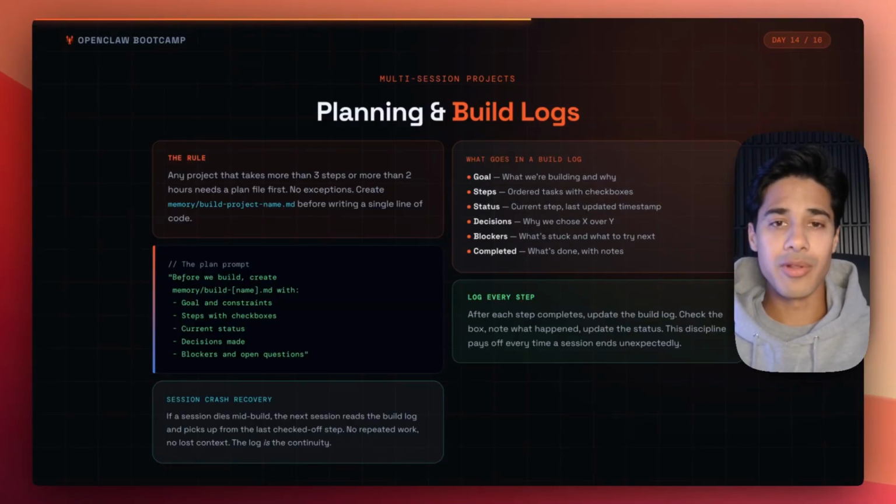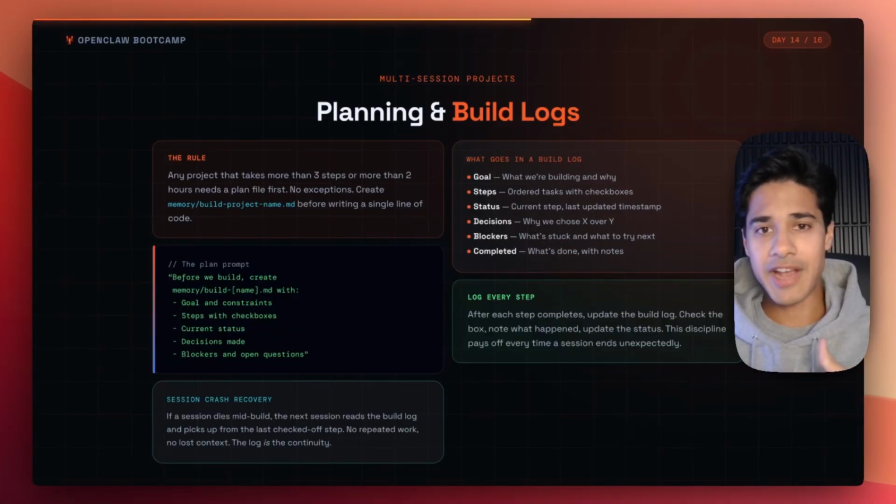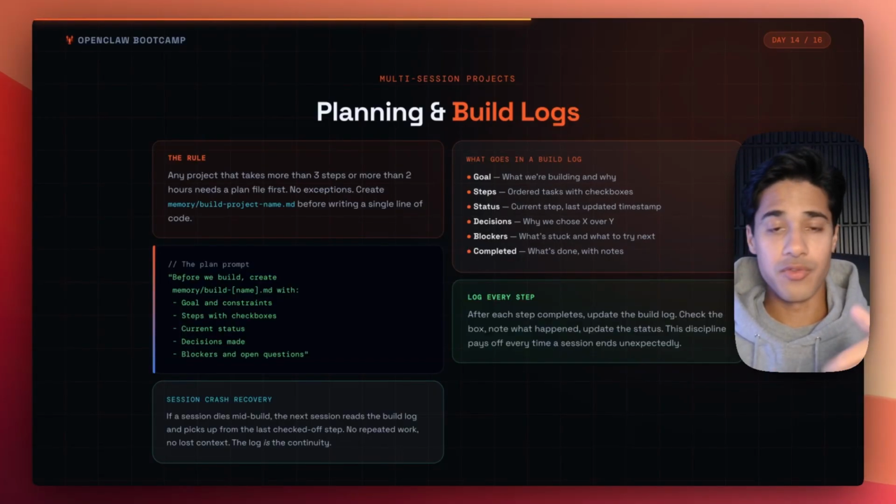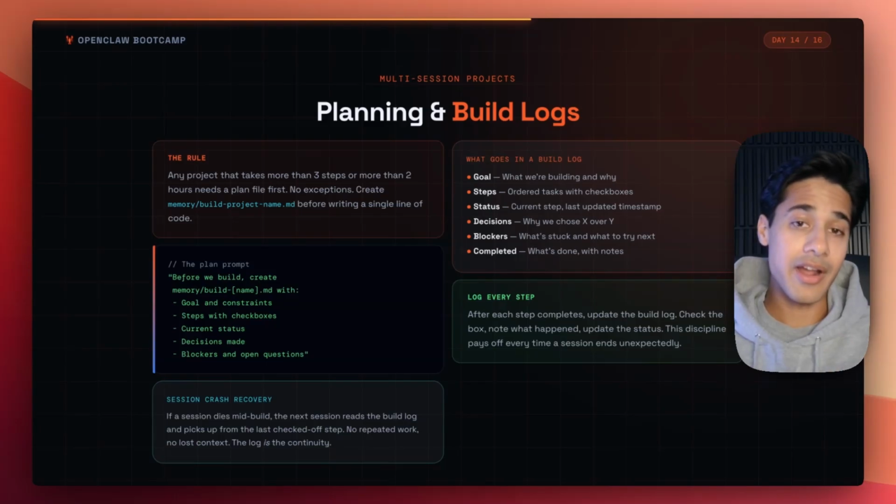Now, what goes in the build log? Well, the goal, so what you're building and why. The steps, so ordered tasks with checkboxes that get checked as they're completed. Status, which is what step you're on and when it was last updated. Decisions, so why you chose approach X over approach Y, so future sessions don't relitigate settled questions. Blockers, so what's stuck and what to try next. And then completed items, so what's done with any notes about anything unexpected.